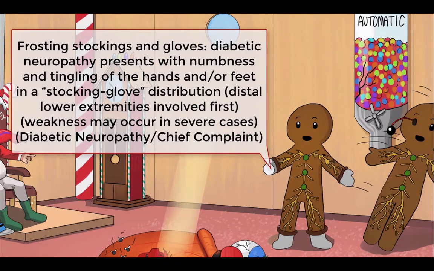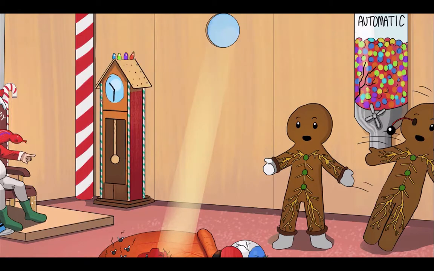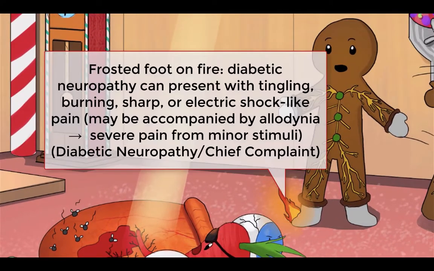Diabetic polyneuropathy can present with negative symptoms, such as numbness, as well as positive symptoms, such as tingling and pain. This typically occurs in the distal lower extremities first, and later involves the hands in that classic stocking glove distribution, as illustrated by the stockings and gloves worn by this neuropathic gingerbread man. Remember that weakness can occur as well, especially in severe disease. Let's highlight those positive pain symptoms by adding a flame to his foot.